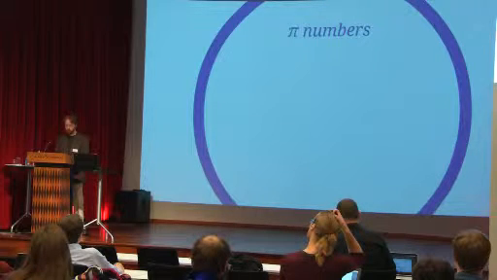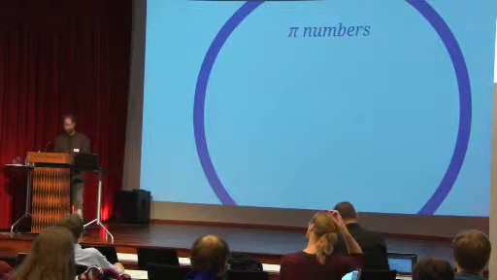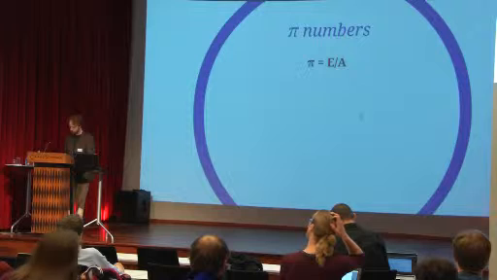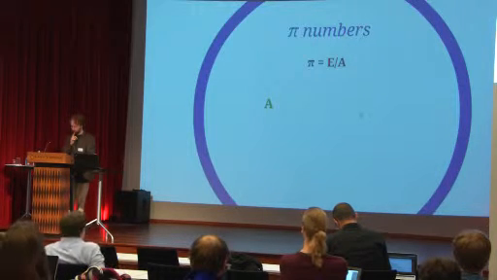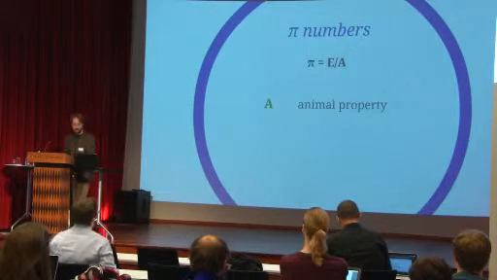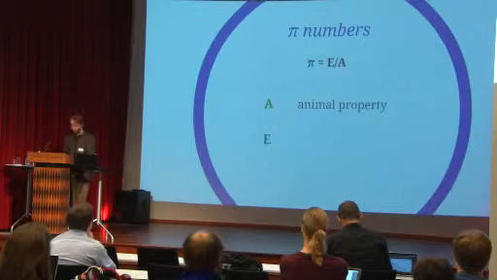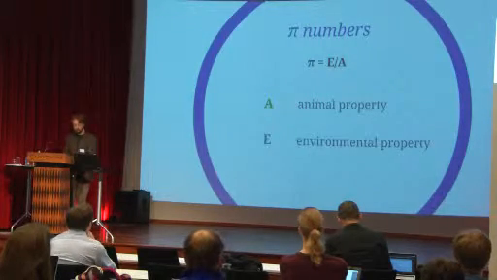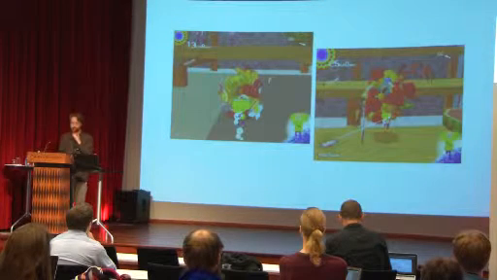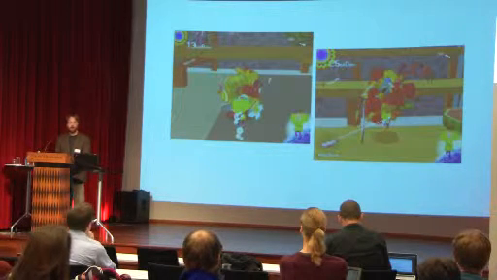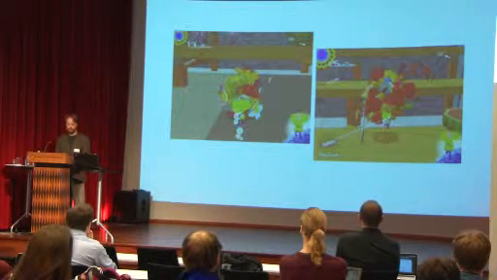So rather than use standard units, a popular alternative here are what are called pi numbers, which are unitless values determined by the ratios of A, that is animal properties, to E, environmental properties. Because of this constant change in the size of the Katamari, the pi numbers of various obstacles within the game's landscapes are also in a constant state of flux.